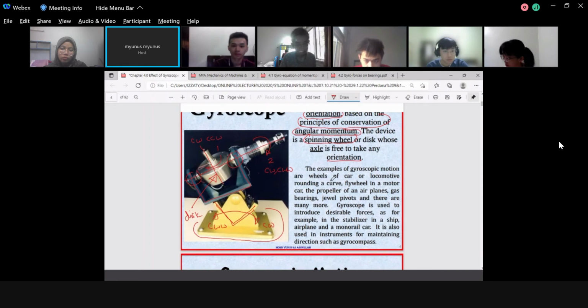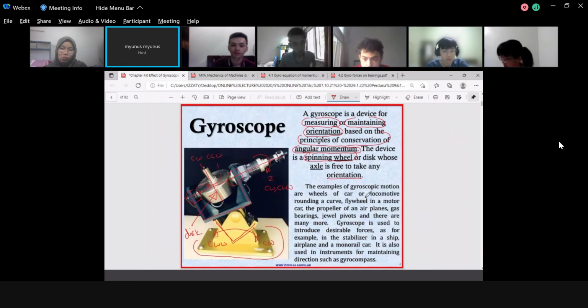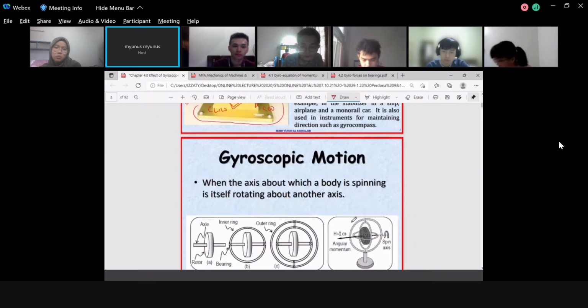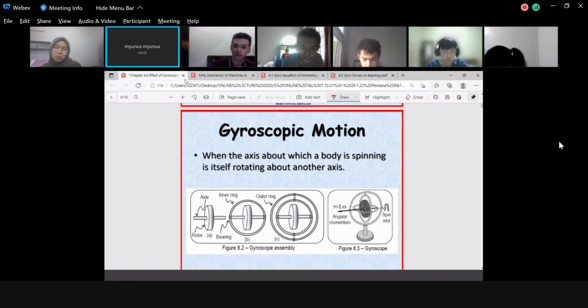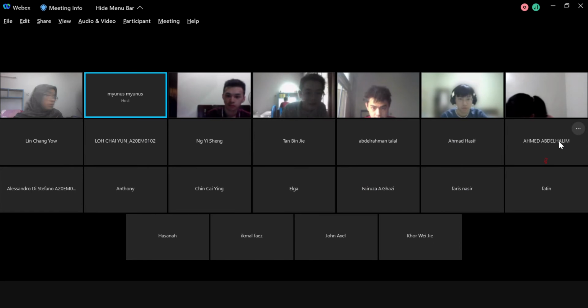this is the use. You can look at examples of where this gyroscopic effect is used. Typically on a car, for example, or a propeller, to look at the ability of the system. Okay, let me go back to share with you this one.